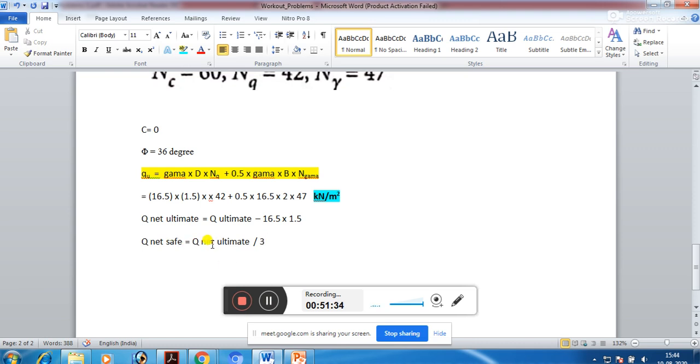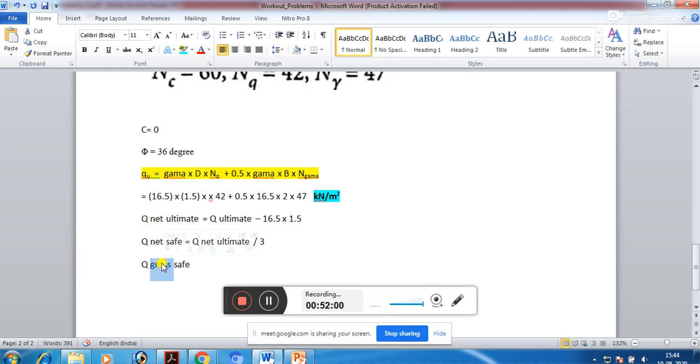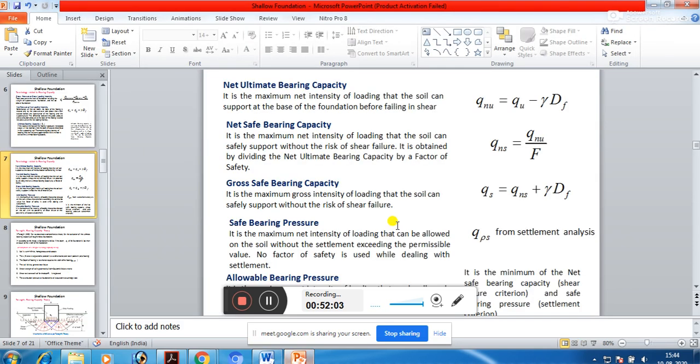So from this you should be able to get the Q net safe, and once you calculate the Q net safe you will be able to calculate Q gross safe. And you see, this is what is being asked in this problem. So ultimate bearing capacity, net safe bearing capacity, and safe bearing capacity. Okay, net ultimate and safe bearing. So gross safe or safe bearing. So you see, in this case we have said gross safe bearing capacity.